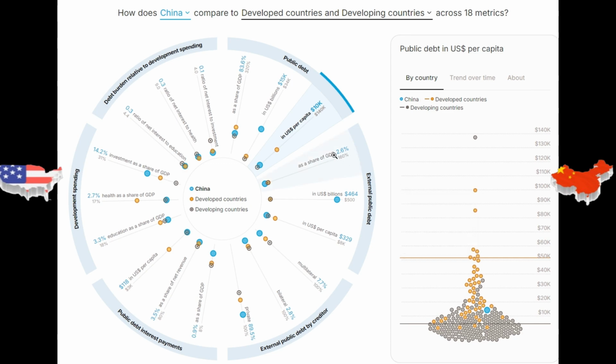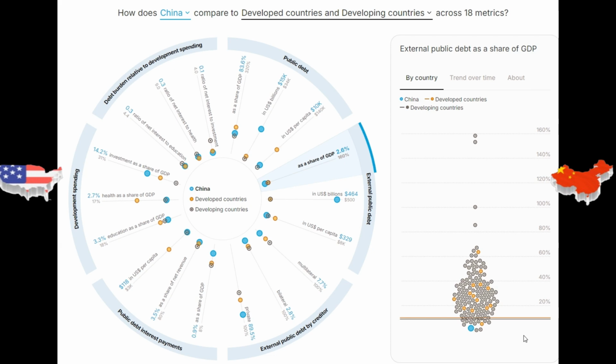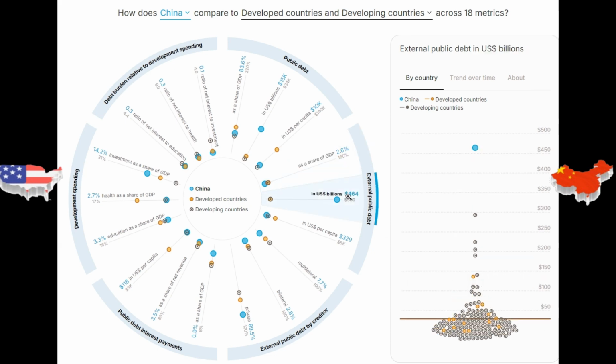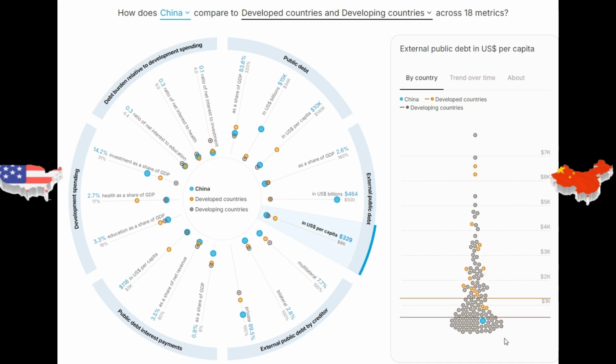Regarding external public debt, China has one of the lowest percentages relative to GDP. The total external debt is under $500 billion, with 85% of it denominated in US dollars. On a per capita basis, China ranks near the bottom among major economies.